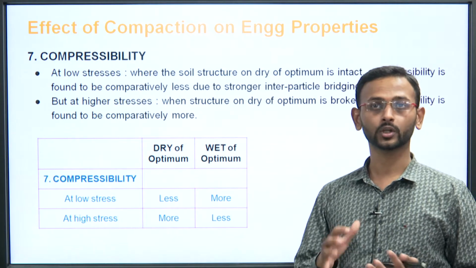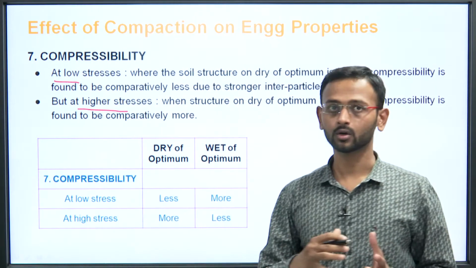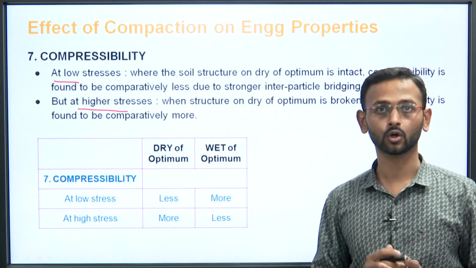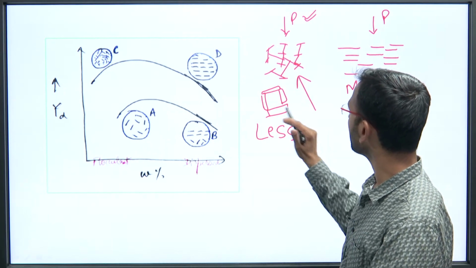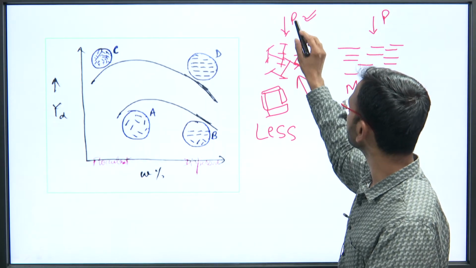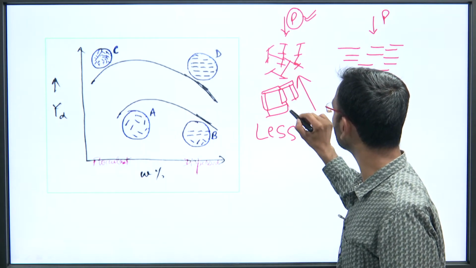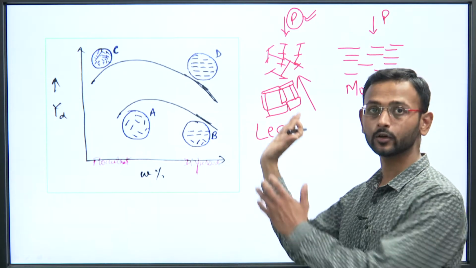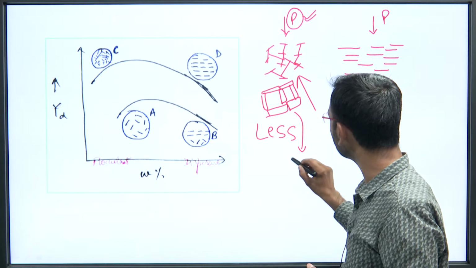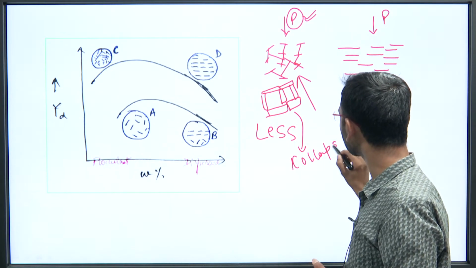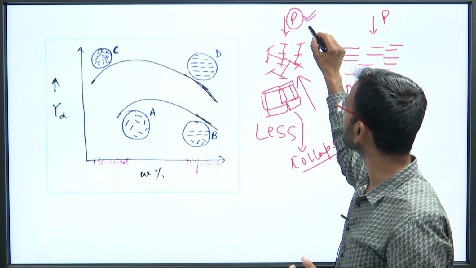Now understand the compressibility. When we talk about compressibility, there are two cases: at low stresses and at higher stresses. Now see, where the soil structure on the dry of optimum is intact, the soil is trying to restrain, and if the P load is much lesser, this structure will try to restrain more and more. It will not collapse here. But if the P load is more and it tries to break the structure, and this structure and the reactive restraints collapse, what happens? We will be discussing that as the higher stresses case.